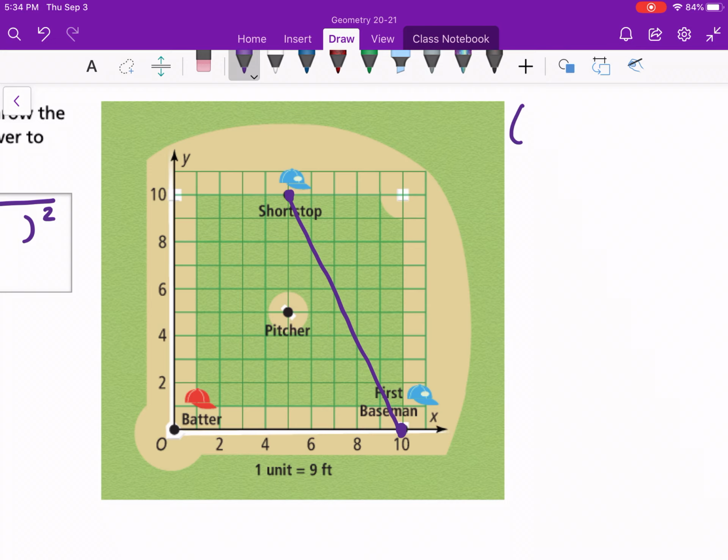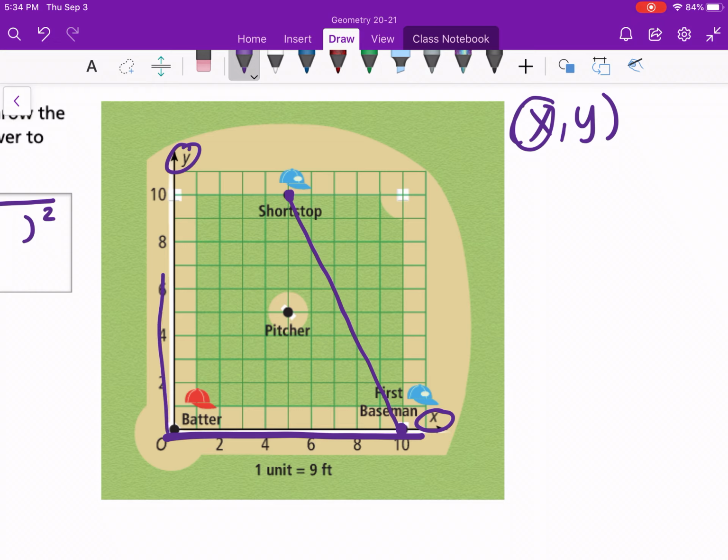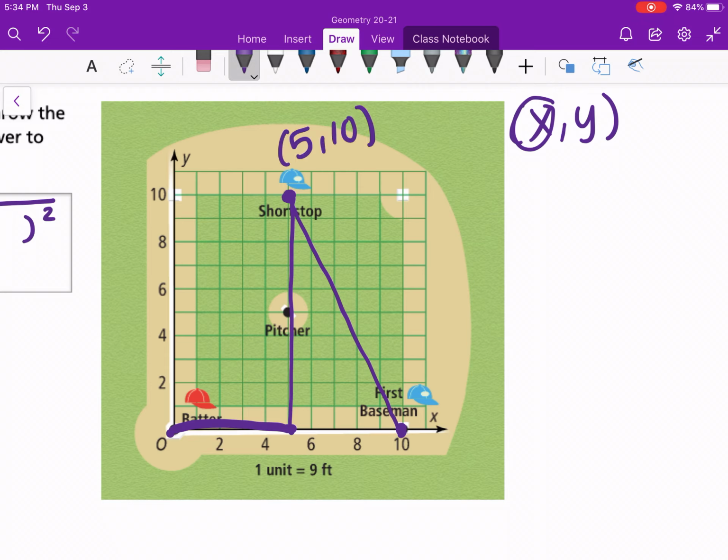Okay? So remember, coordinate points are always X, comma, Y. It's X because you do the horizontal number first, comma, Y, because then you do the vertical number second. So if I want to go to the shortstop, I'm going to go over 5 and up 10, which means my coordinate is 5, 10. If I want to get to the first baseman, I'm going to go over 10 and up nowhere. So my coordinate is over 10, up 0.